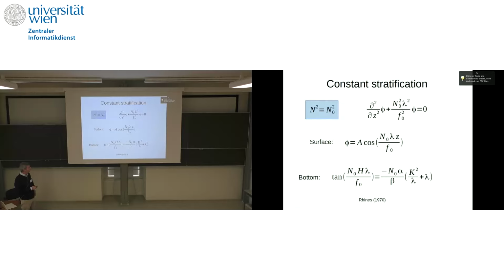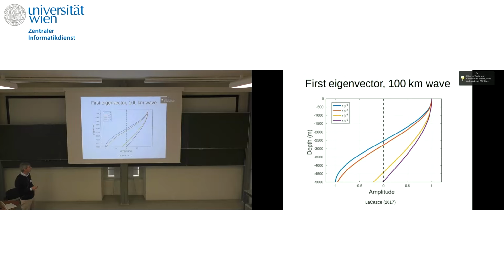When you apply the bottom boundary condition, though, because you have a tilt, you end up with a transcendental equation, which looks like this. This is nonlinear, so you solve it numerically to get the solutions. And the solutions look like this. I'll show you the first baroclinic mode. This is with a slope of 10 to the minus 6, so a very weak slope, a micro slope.